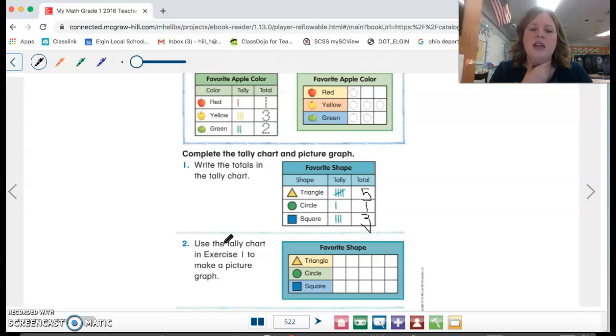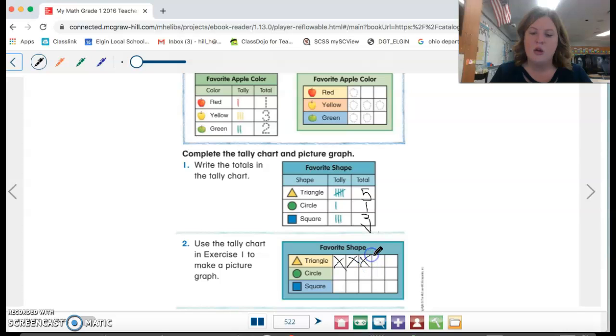Then it says use the tally chart in exercise 1 to make a picture graph, okay? So we're going to do like what we did at the beginning of the page, and we're going to see how many people like each one, okay? So for triangle, how many people did we say like triangle? 5 people like triangle. And then for circle, how many people did we say that like circle? 1. And then for square, how many people like the square? 3. So we're going to put 5 X's for triangle.